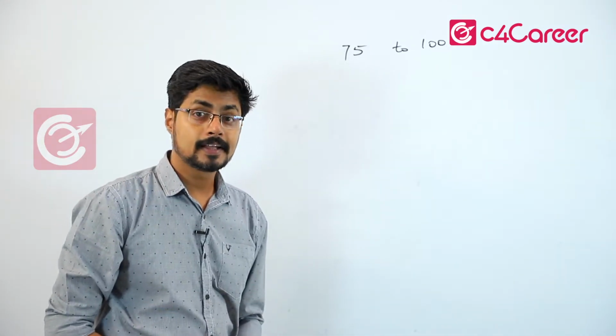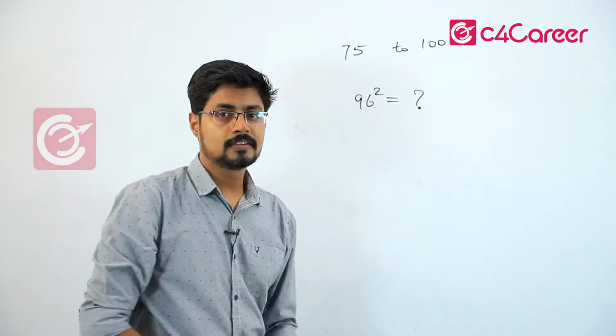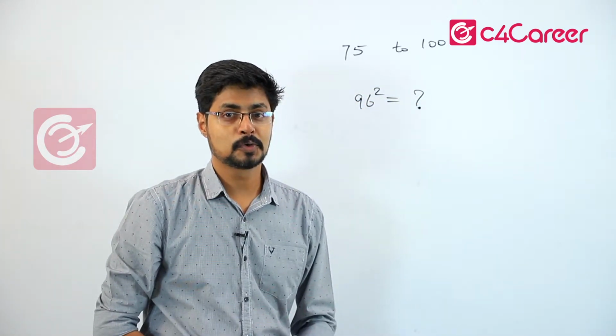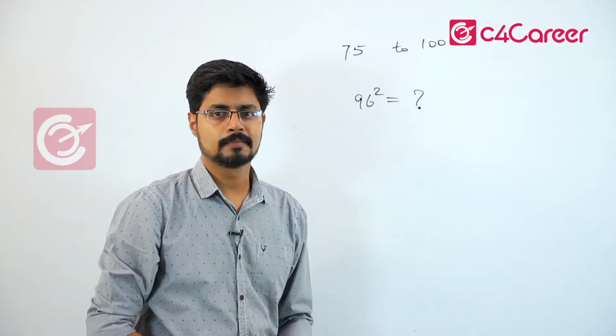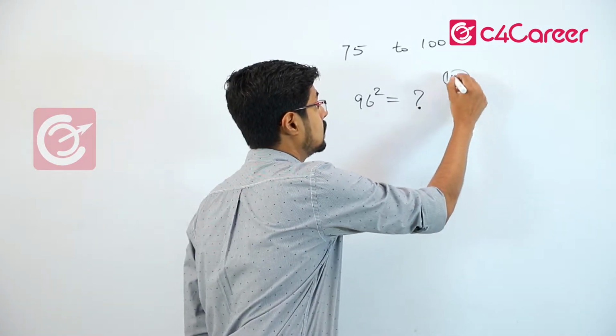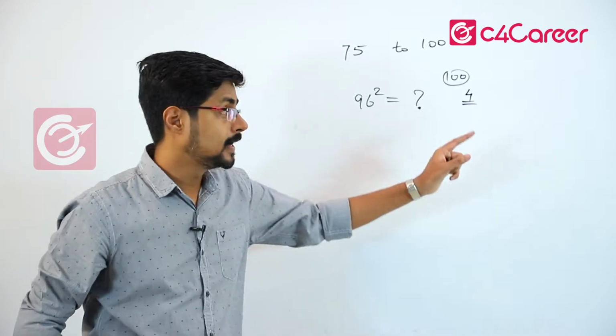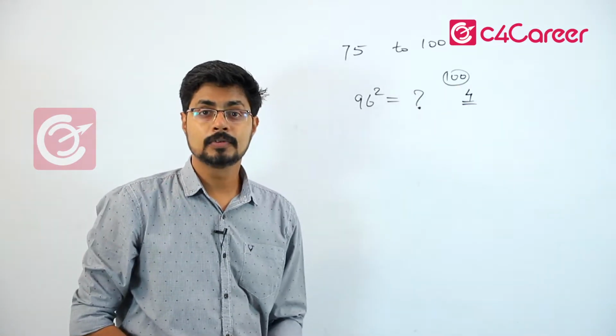75 to 100. Let's take a number here. What is 96 square? So the method is almost the same. Take the difference from 100, and that difference will be 4.